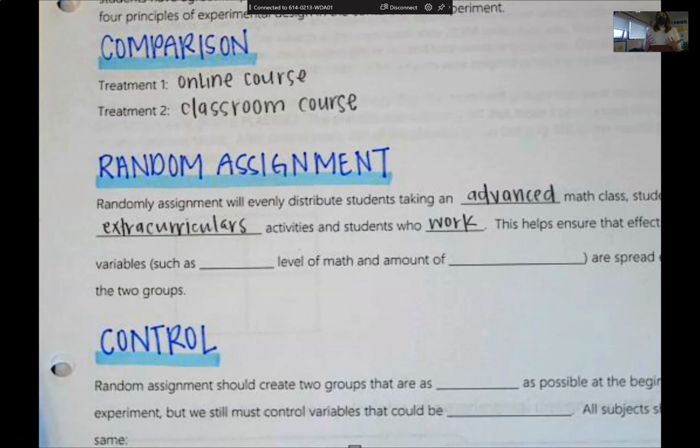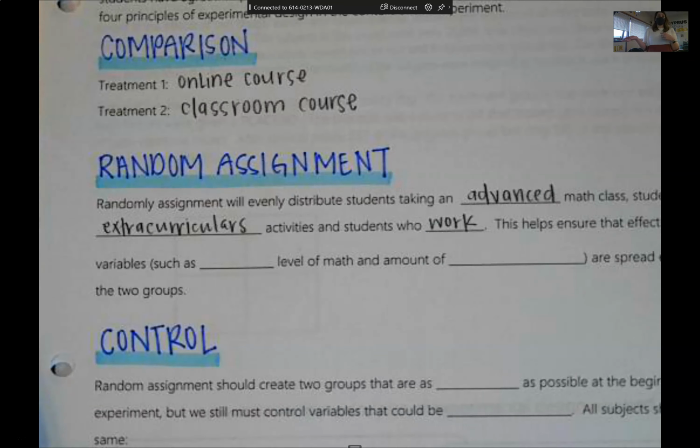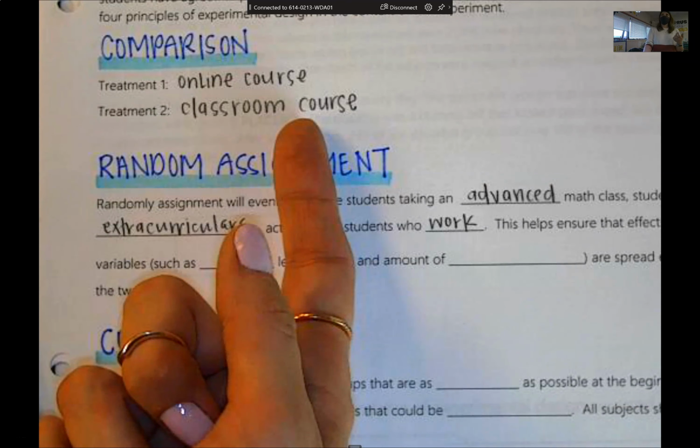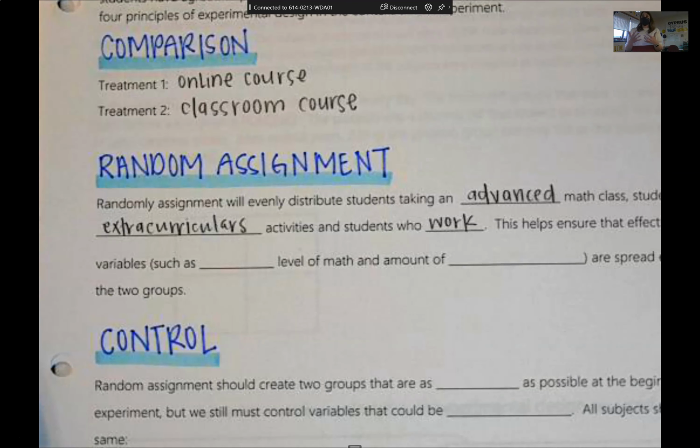Because then we won't know, well, was it because these kids are in advanced math? Is that why they scored higher? Or because these kids work all the time, is that really why they scored lower? So random assignment helps with that. Random assignment helps ensure that you have the same amount within each group. It's kind of like stratifying.